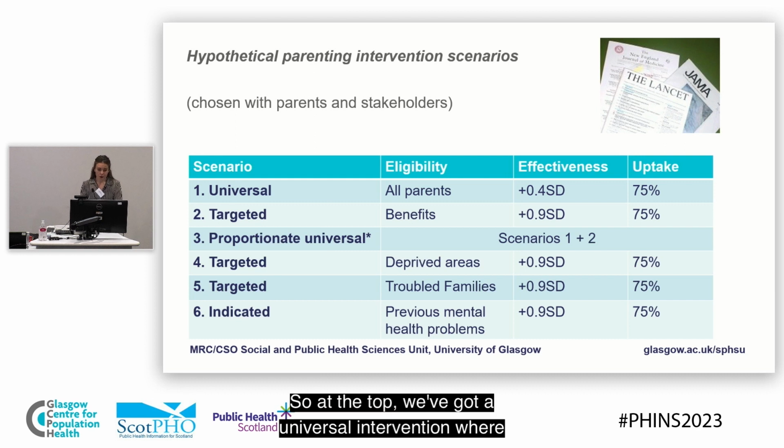So at the top, we've got a universal intervention where all parents are hypothetically receiving this intervention, which is seeing a 0.4 standard deviation change in their parenting style. In the second, the groups were interested to see if they were targeted at families on benefits. Because it's a targeted intervention, the dose is higher at 0.9 standard deviations. Proportionate universal intervention, combining those 2 things. And then there were a few targeted interventions at other groups that they were interested to see as well.